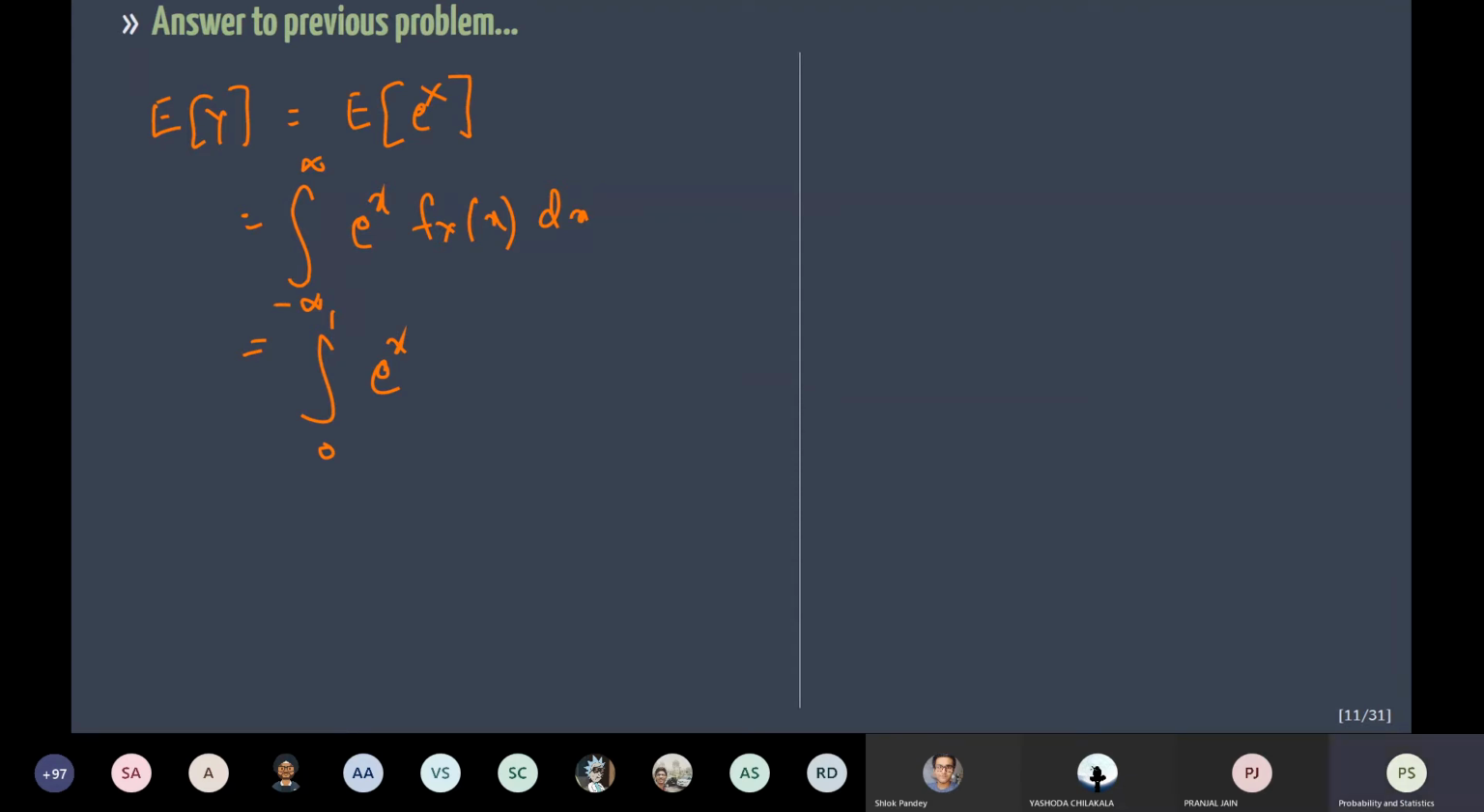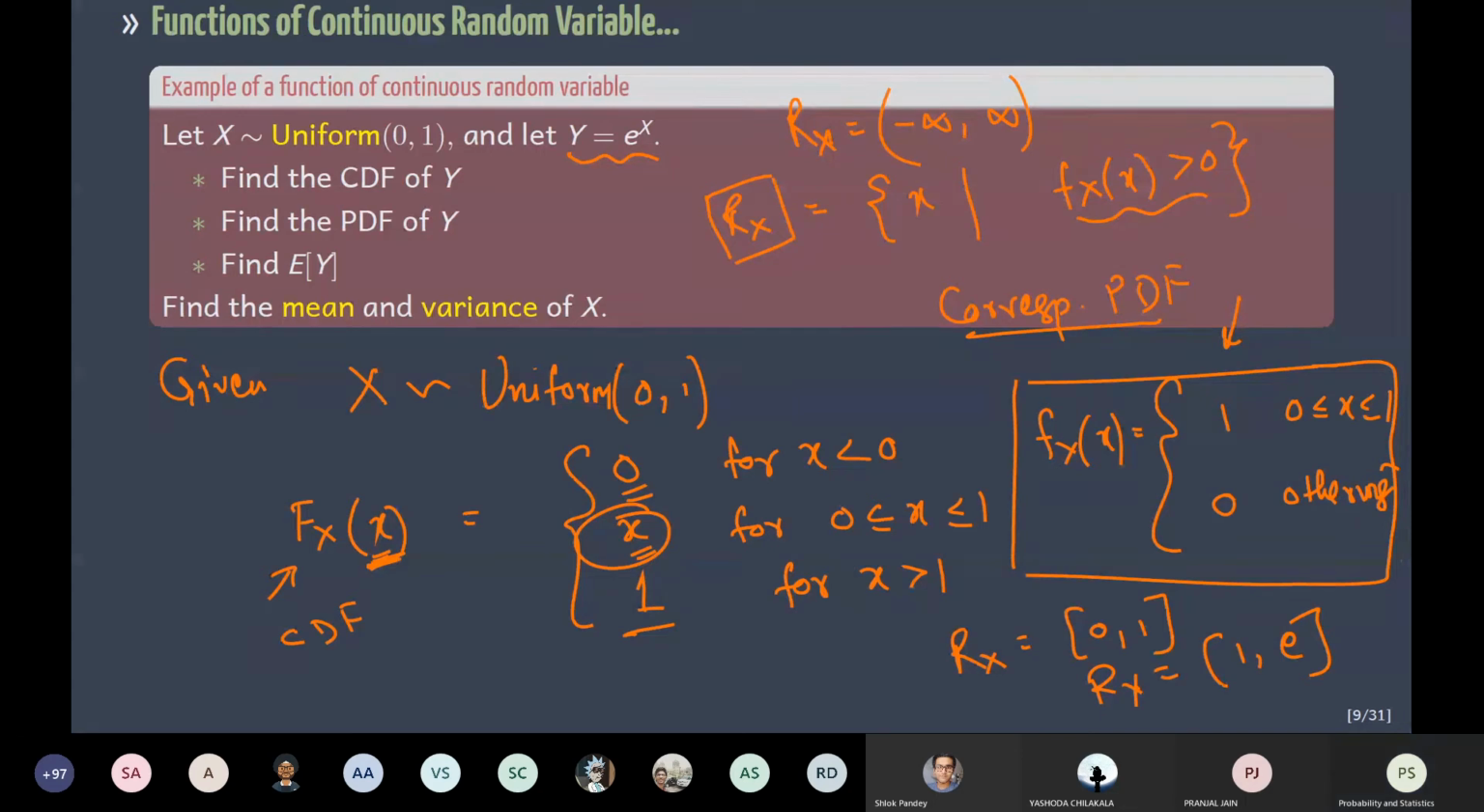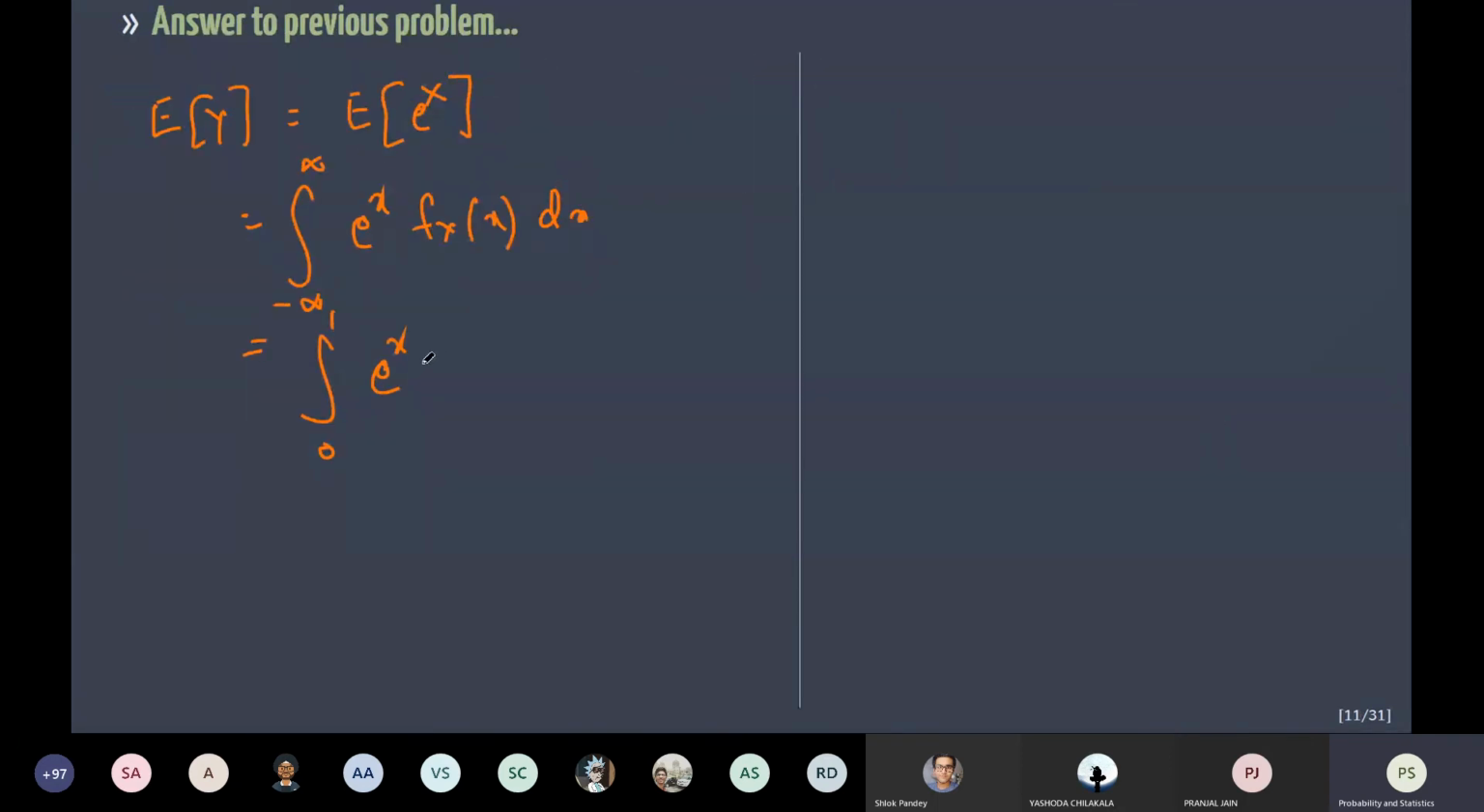So what is the PDF of x? The PDF of x was 1, right? You remember the PDF of x is 1. We need the PDF now, not the CDF, right? So the PDF for x between 0 and 1 was 1. So here it's 1, between 0 and 1, the PDF is 1. So this is dx.